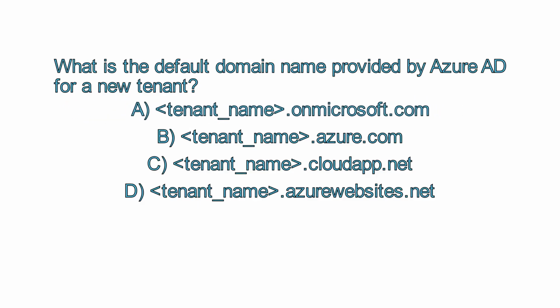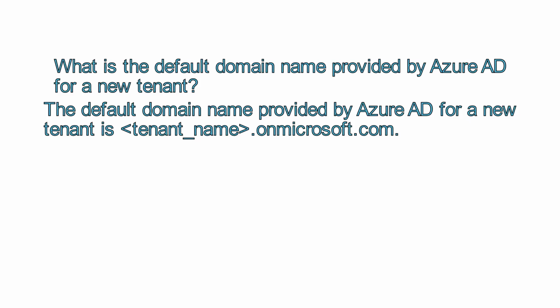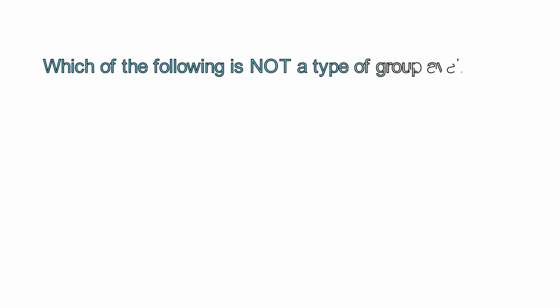La respuesta correcta es A. TenantMicrosoft.com. The default domain name provided by Azure AD for a new tenant is tenantname.onmicrosoft.com. Which of the following is not a type of group available in Azure AD?